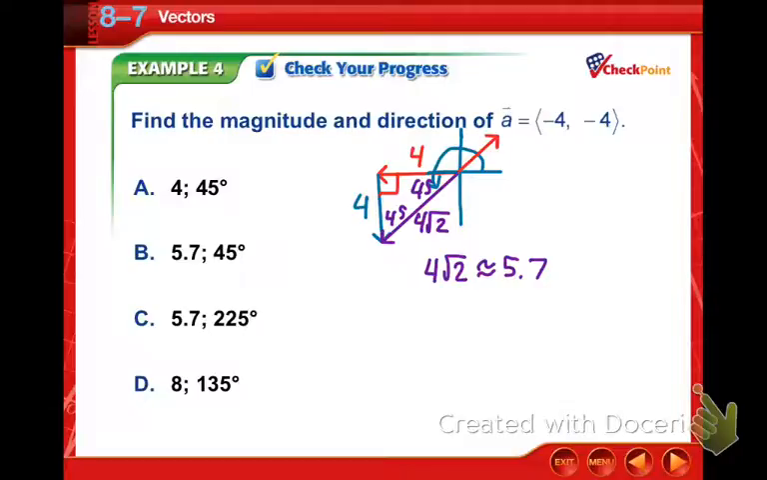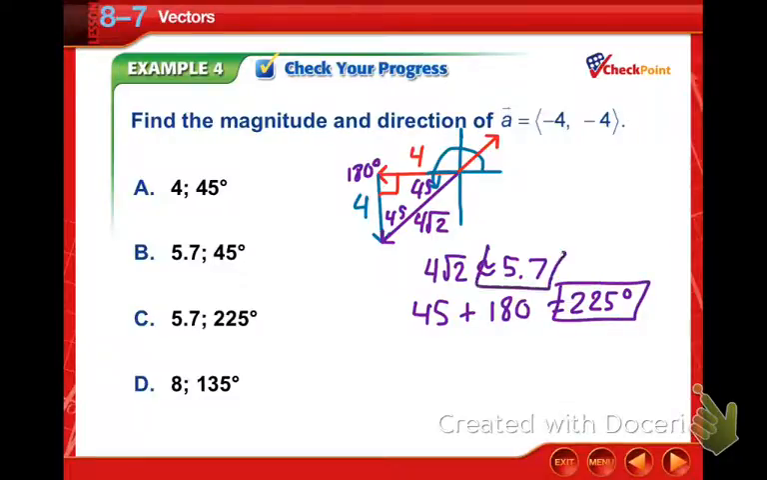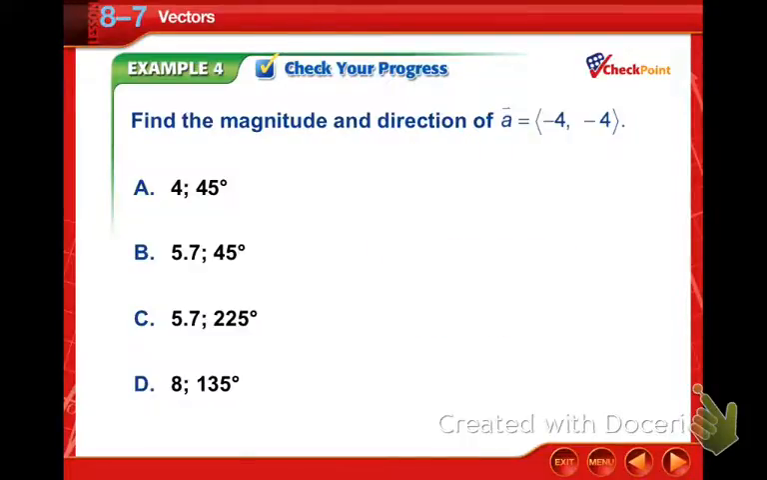And you add 180 to that 45 and you get the 225. So let me write that out. 45 plus 180, because again, this is 180 degrees, is 225. So there's our answers, magnitude and direction. So C is our answer.